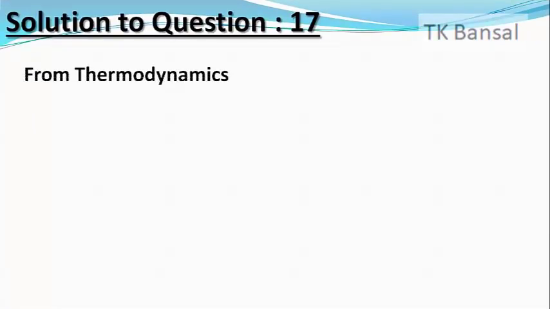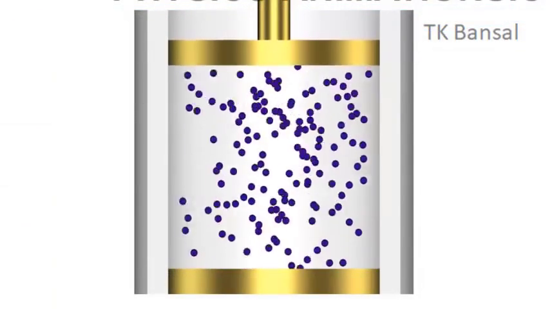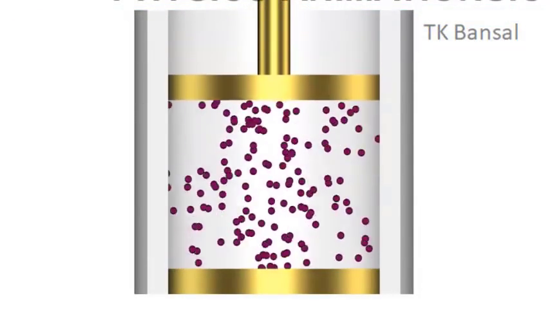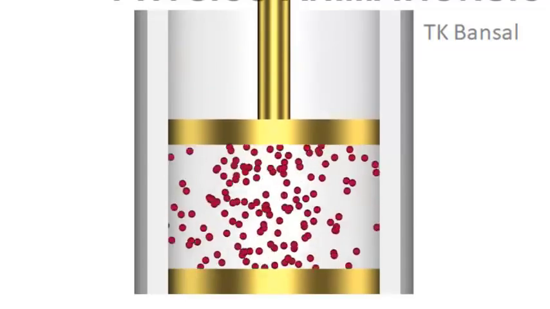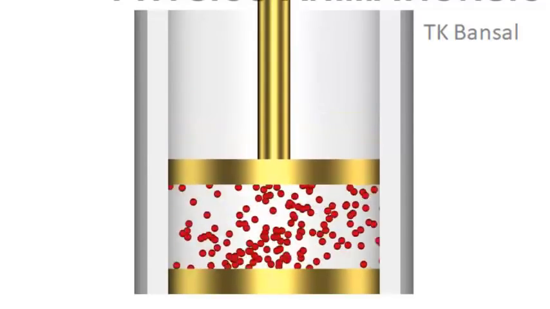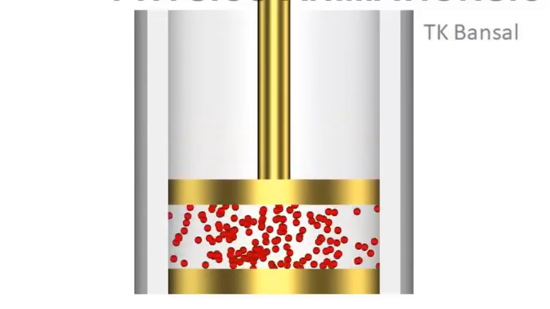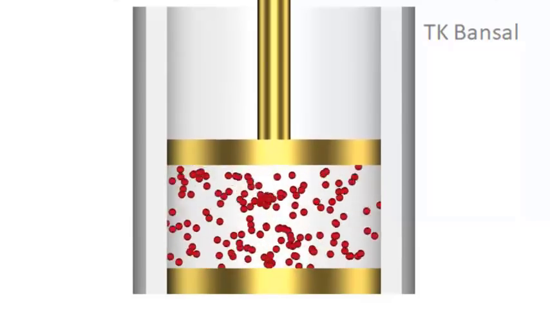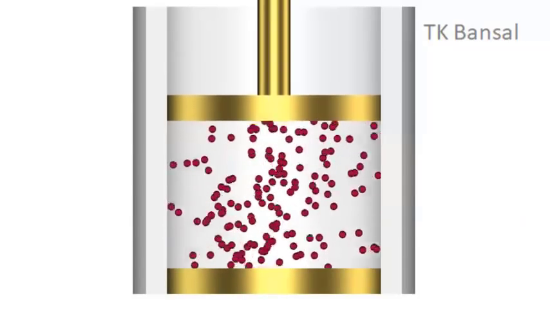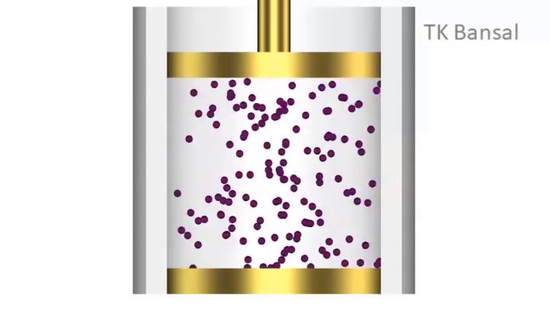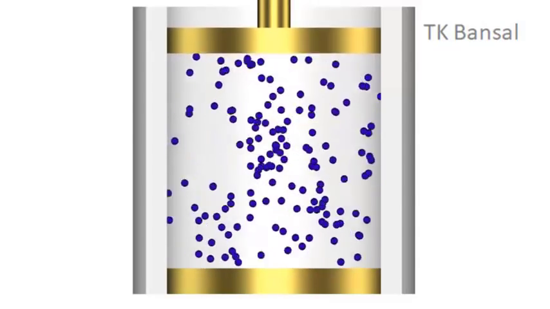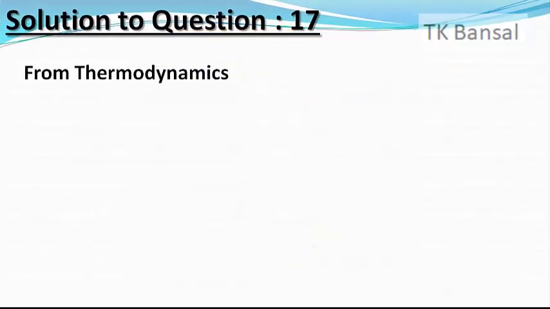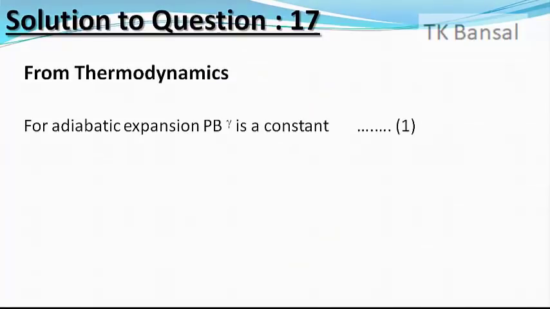It's a very simple question from thermodynamics. In this video, the blue color indicates a lower temperature, whereas the red color indicates a higher temperature. We know when a gas suffers an adiabatic compression, its temperature increases, whereas when it suffers an adiabatic expansion, its temperature decreases. For an adiabatic process, PV raised to power gamma is equal to constant, equation 1.